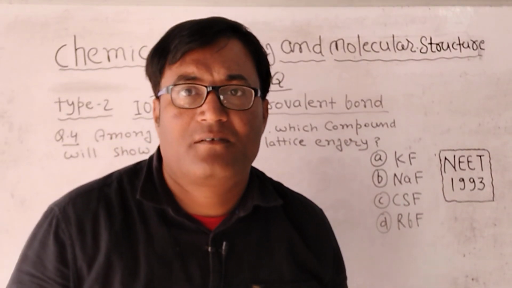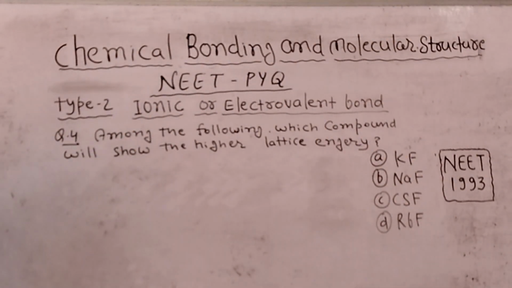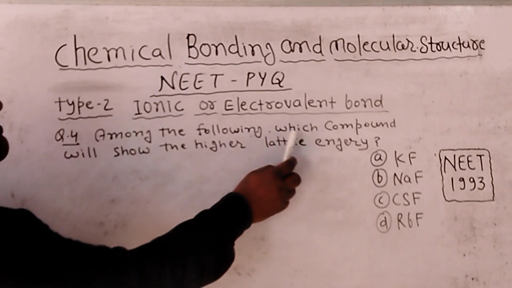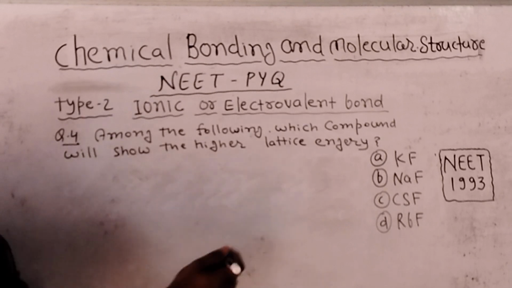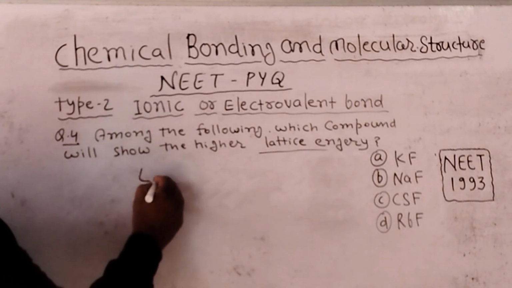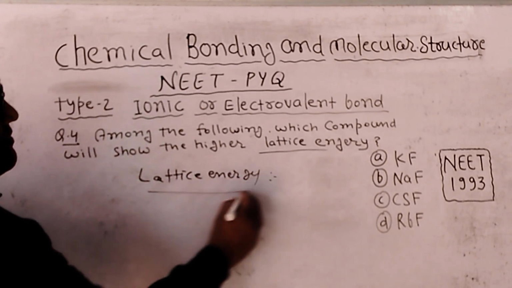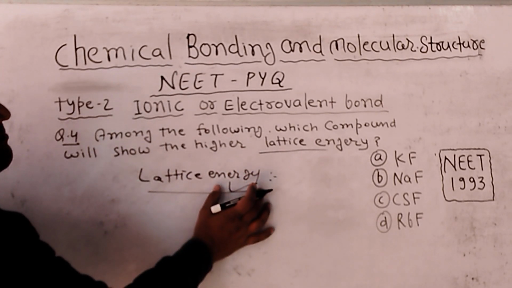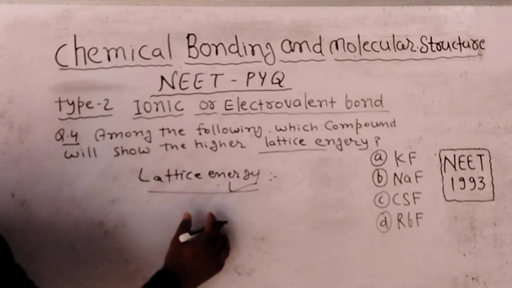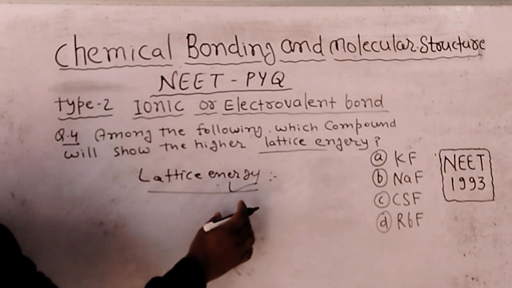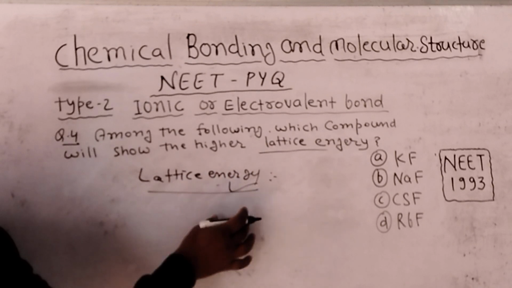Now question number 4 is based on ionic bond or electrovalent bond. According to this question, among the following, which compound will show higher lattice energy? First we will discuss what lattice energy is. Lattice energy means the amount of energy required to dissociate an ionic solid from its solid state into gaseous ions. It is called lattice energy.